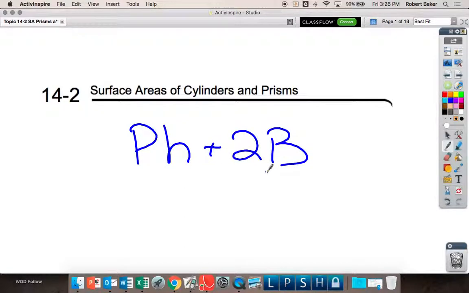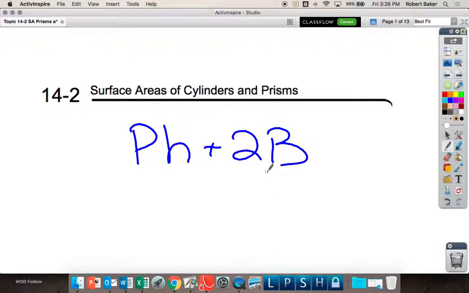And that is the formula for every cylinder in the world and every prism. What's capital P? Perimeter of the base. That's why you have to know what the base figure is. And what is H? Height of the solid, height of the prism. And then the 2 is just 2 times big B, the area of one base. Alright? We'll use this for every one.